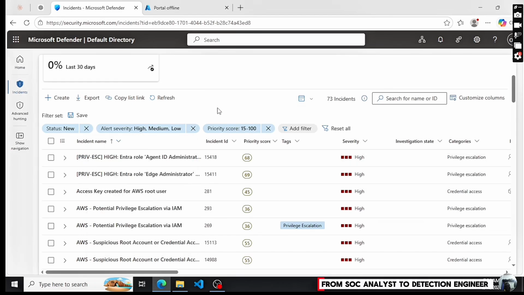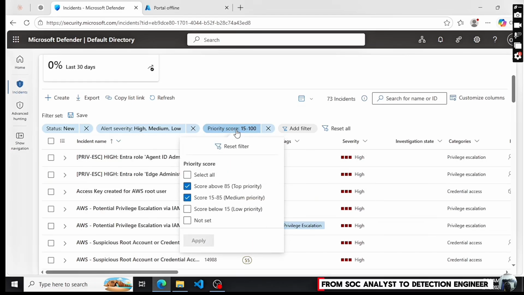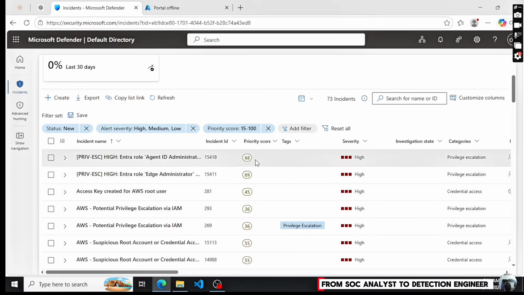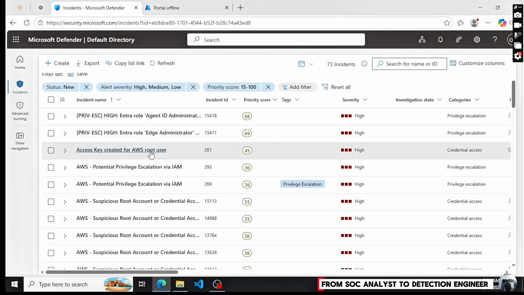That's what that means. Then we will see the priority score. This priority score does not actually mean that those that have a higher priority score are more important than those that have lower. No. This priority score does not tell you to pick the highest one instead of the lowest one. You as an analyst still need to triage, go through it one by one, and investigate the incident, what happened here.